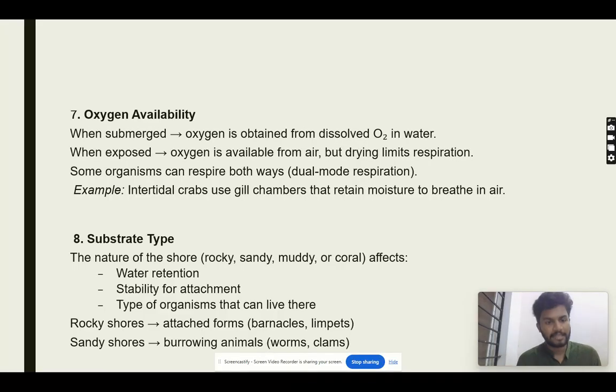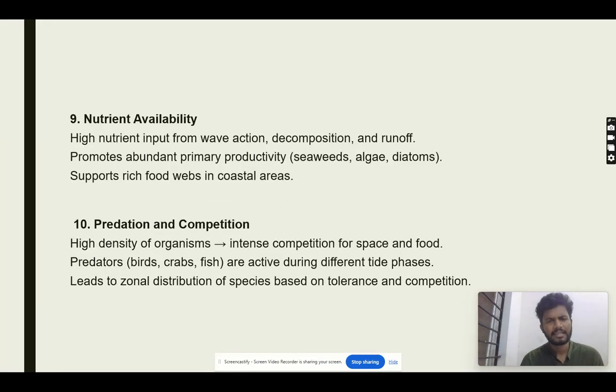Then comes the substrate type. The nature of the shore, rocky, sandy, muddy or coral, affects water retention, stability for attachment, and the type of organisms that can live there. Substrate type also is a major abiotic factor which governs what type of organisms can survive there. Then comes the nutrient availability.